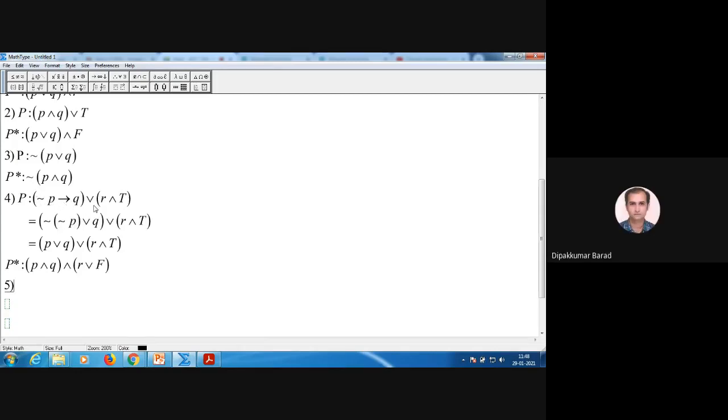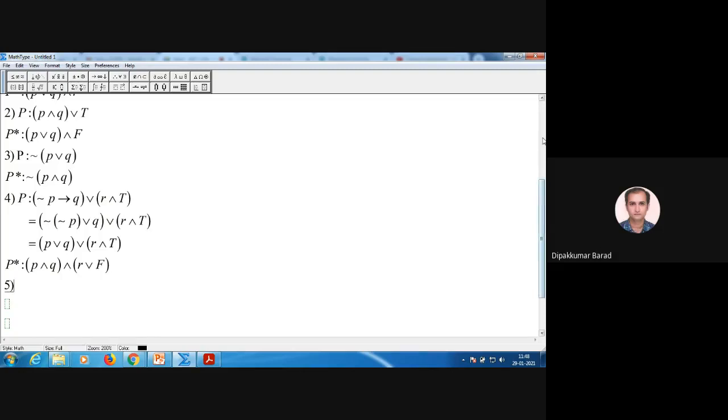See, if I want to write the dual statement, for AND I can write OR, and for OR I can write AND. For the special variables T and F, I can interchange T by F or F by T. Now here for implications, I have to use the logical equivalence.